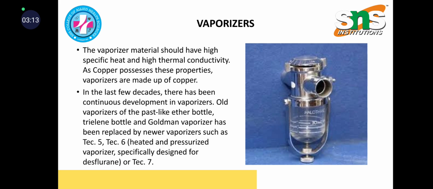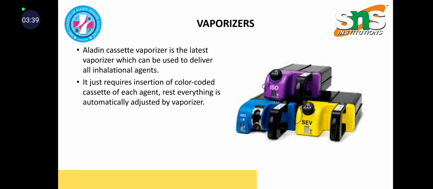In the last few decades, there has been continuous development in vaporizers. Old vaporizers of the past, like the ether bottle, Oxford bottle, and Goldman vaporizer, have been replaced by newer vaporizers such as Tec 5, Tec 6, Tec 7, and a heated and pressurized vaporizer specifically designed for desflurane. Then the Aladdin cassette vaporizer is the latest vaporizer, which can be used to deliver all inhalational agents. It just requires insertion of a color coded cassette of each agent. Everything else is automatically adjusted by the vaporizer.